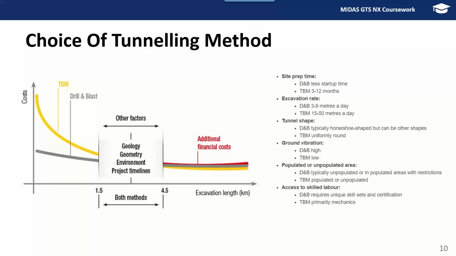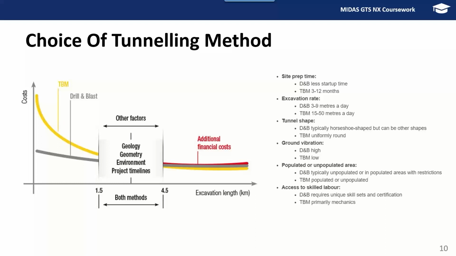For tunnel shape, DNB is typically horseshoe shaped, but it can be changed too. TBM is mostly round in shape. Also, DNB is much more flexible as compared to the TBM method in terms of any design changes that have to be incorporated in the middle.